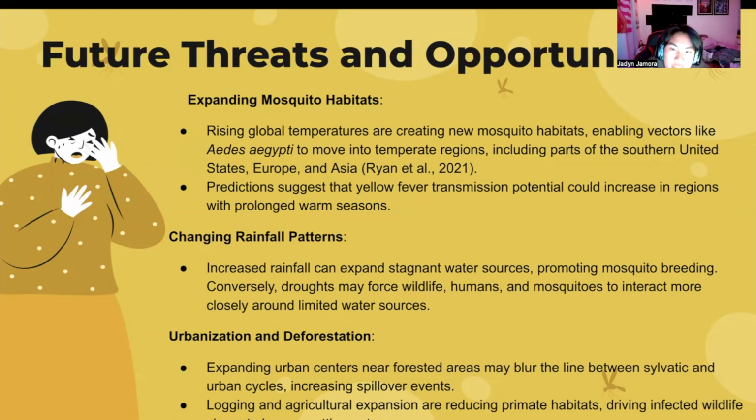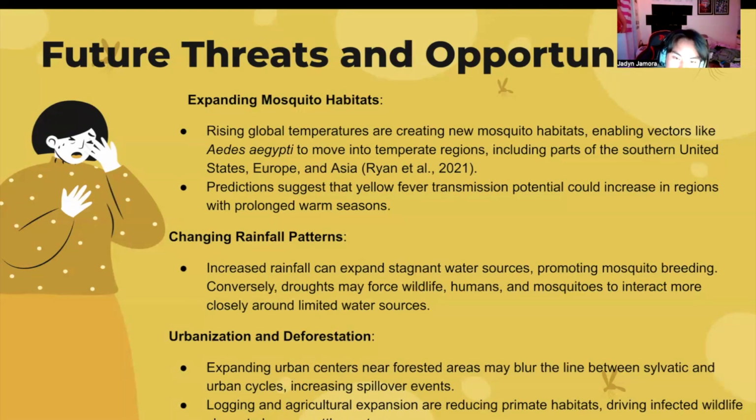Rising global temperatures are enabling mosquito vectors like Aedes aegypti to move into new regions, including parts of the southern United States, Europe, and Asia. Prolonged warm seasons increase the potential for yellow fever transmission in these areas, making climate change a major concern for disease control. Next are changing rainfall patterns.